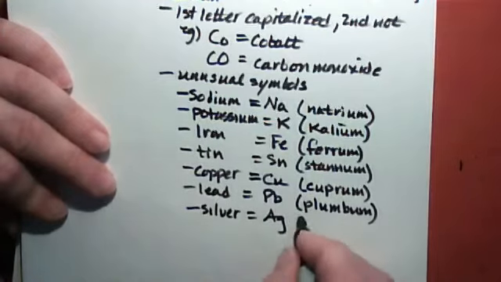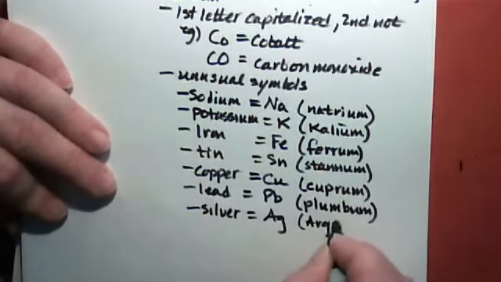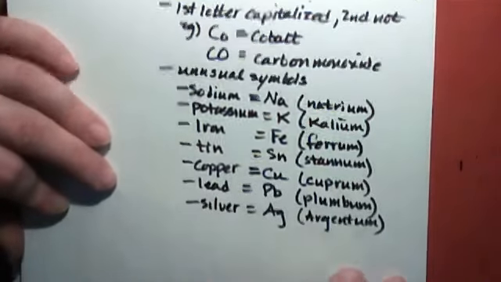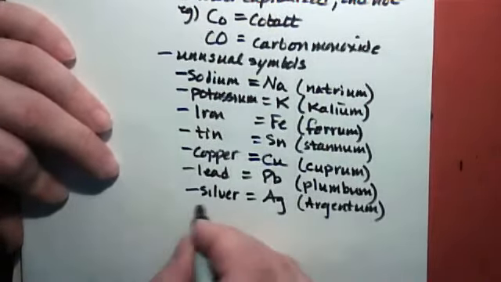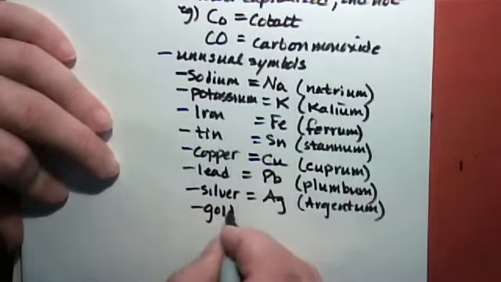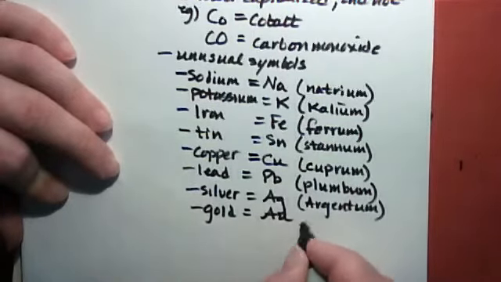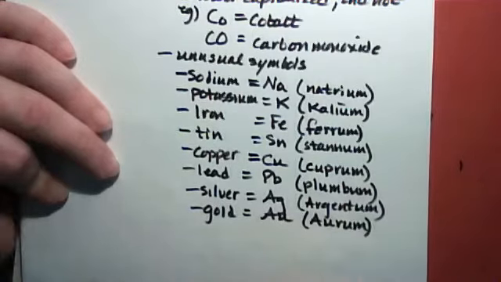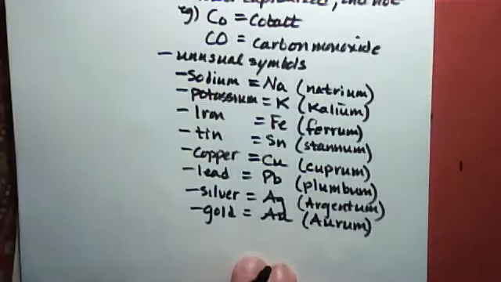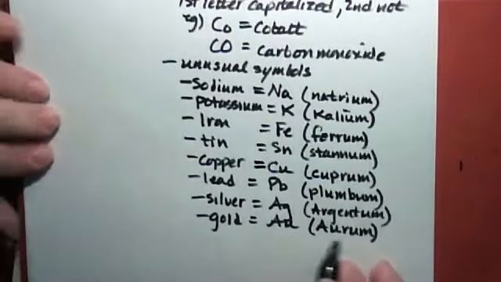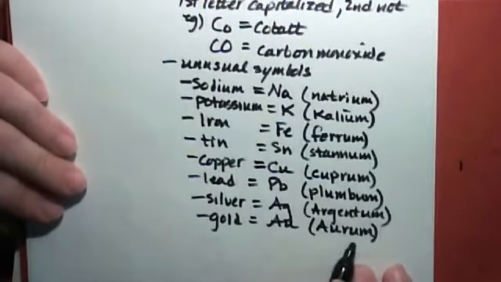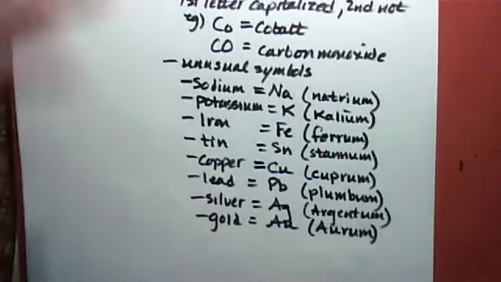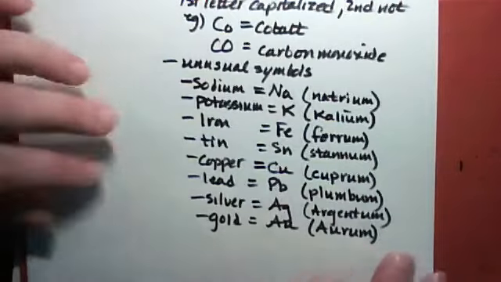Silver has the symbol Ag because in Latin it's argentum. Gold has the symbol Au because in Latin it's aurum. It's from this word that we get the word aura, A-U-R-A. Somebody has an aura if they have a kind of glow about them, kind of like gold does.